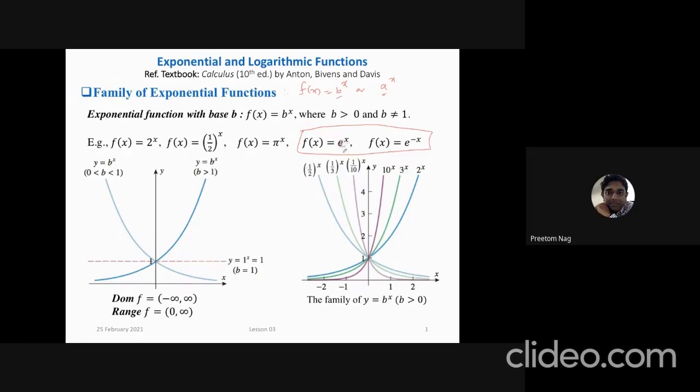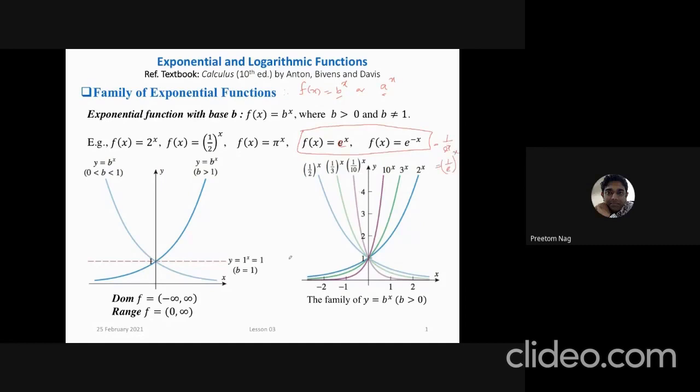and if you replace the base with Euler's number e, then we call it the natural exponential function. This is e to the power x, and this is e to the power minus x. E to the power minus x means 1 by e to the power x, in other words 1 by a to the power x.